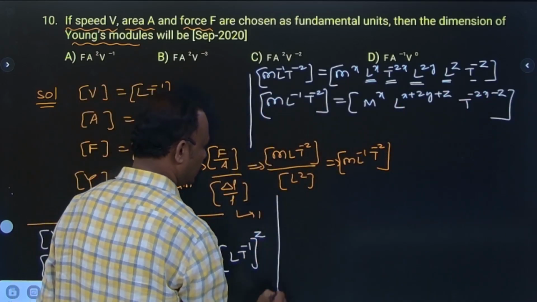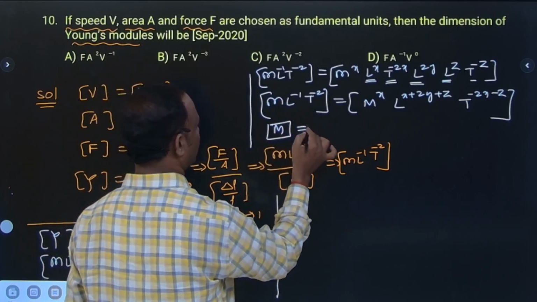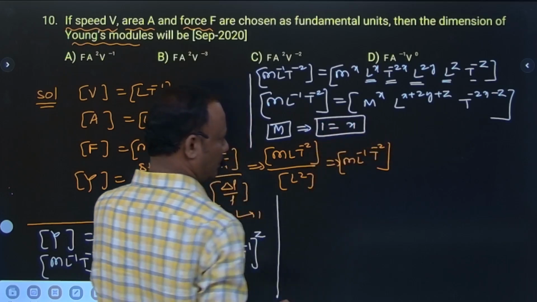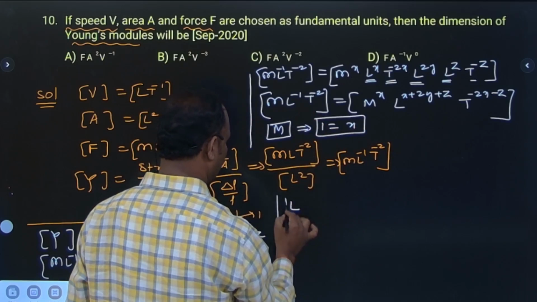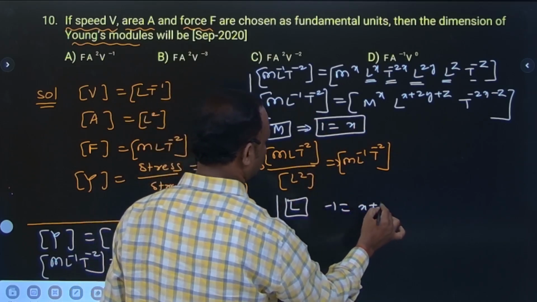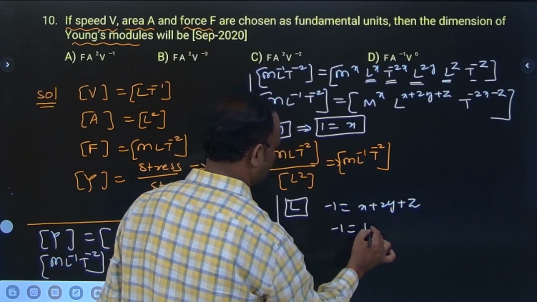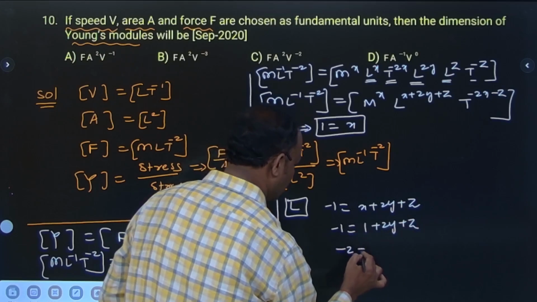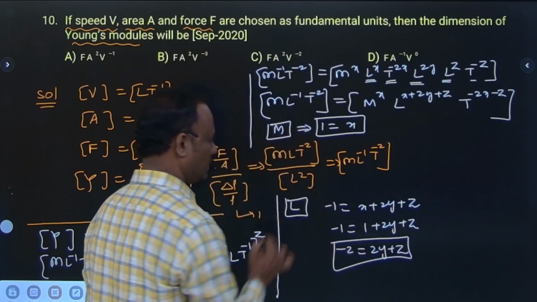I am comparing the terms of M first. 1 is equal to x. First one over. Now compare the terms of L. Minus 1 is equal to x plus 2y plus z. Minus 1 is equal to 1 plus 2y plus z. So minus 2 is equal to 2y plus z. This is my next equation.